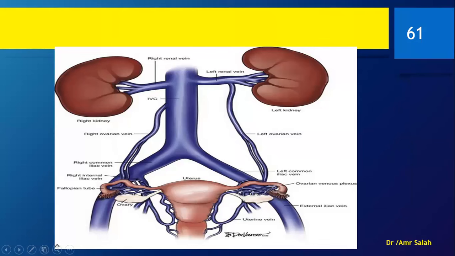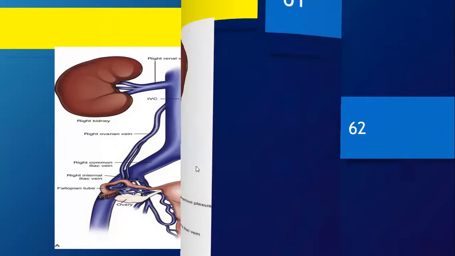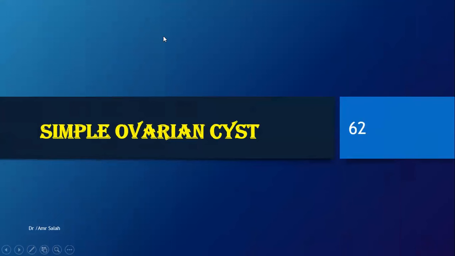This is the venous drainage. Okay? As we've said, the right ovarian vein drains directly to the IVC, while the left ovarian vein drains to the left renal vein and then to the IVC. All right, okay. Why is this important? I'm going to tell you why this is important. This is very interesting. Okay.